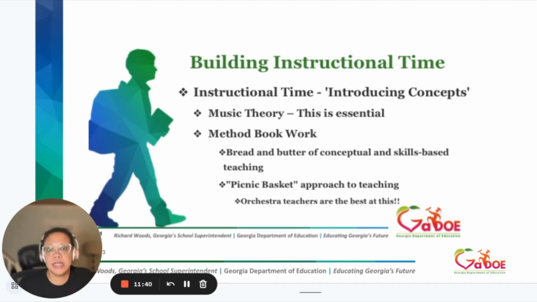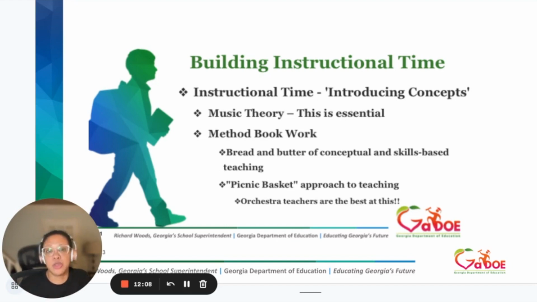And then introducing concepts. So I feel like I'm going to say this all the time, and I say it all the time. Music theory is essential. You have to teach music theory. Teaching them to read and understand how music is put together is so important for them to be independent, right? They don't need you if they understand these music theory concepts, right?